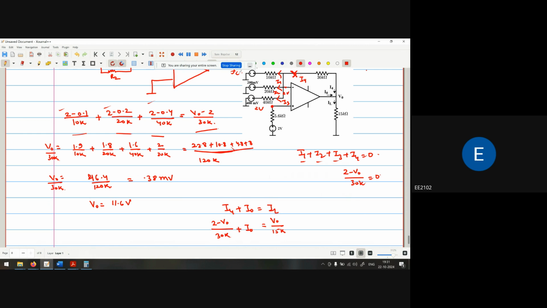Okay. If you take this side, it becomes minus, equal to 0. And minus V naught and minus 2, so the minus minus becomes plus. So it becomes 2 minus V naught. So 2 minus V naught upon 30K. Okay, so you can write it either way.